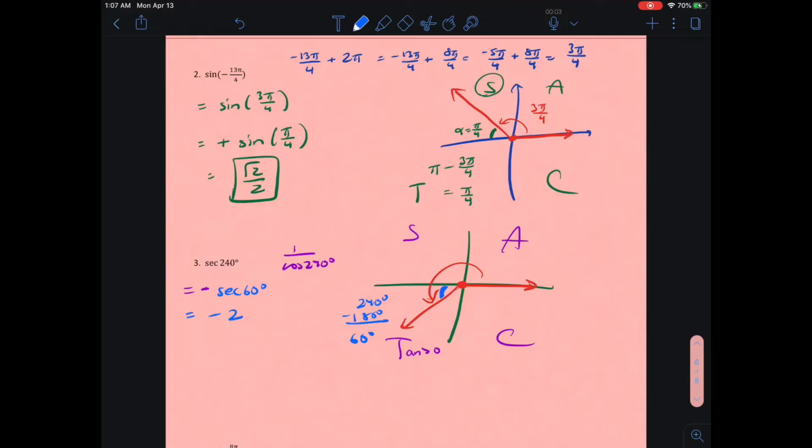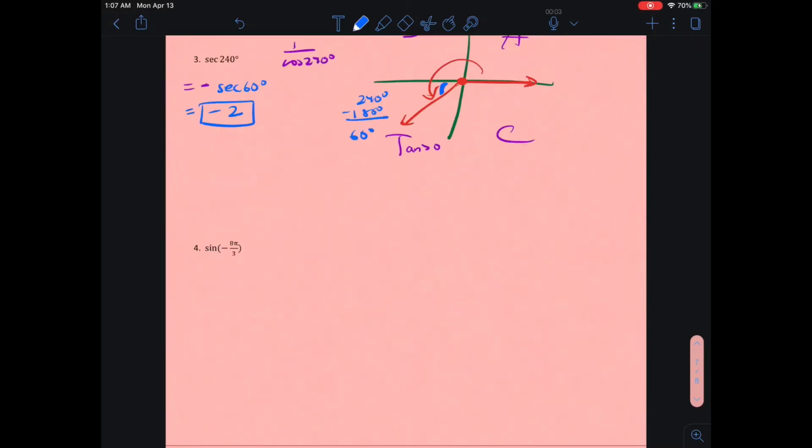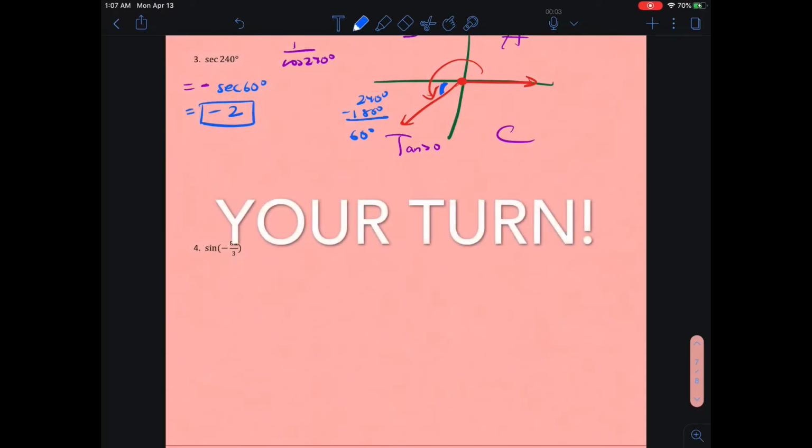At this point, you want to find secant of 60 degrees, and that should be just 2. So in the end, my final answer is just negative 2. Okay? Try number 4 on your own, and when you're ready, press play.